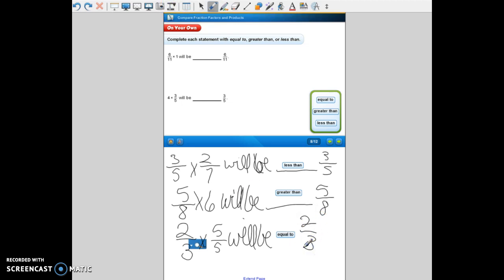So be on the lookout for those fractions that have the same numerator and the same denominator. Let's look at this one, 6/11 times 1. That's number 9. I'm multiplying something times 1. What does that mean? It's going to be equal to that same thing. 4 groups of 3/5. Greater than, less than, or equal to 3/5? Greater than. I have 4 groups of them.